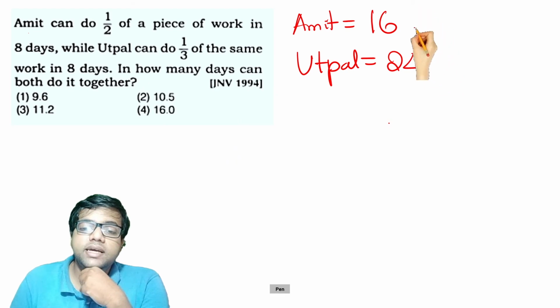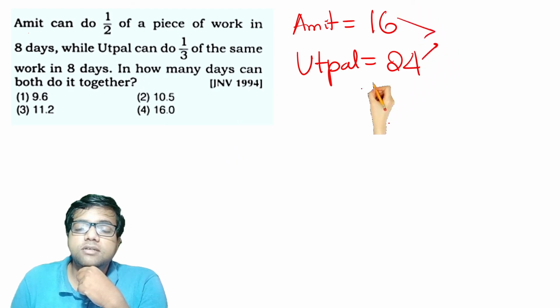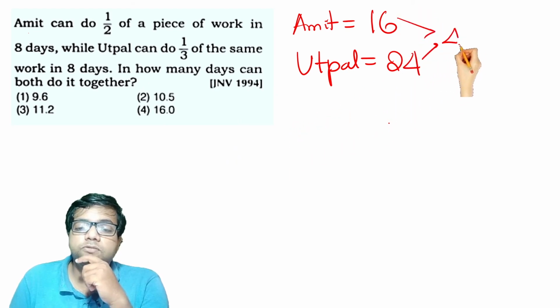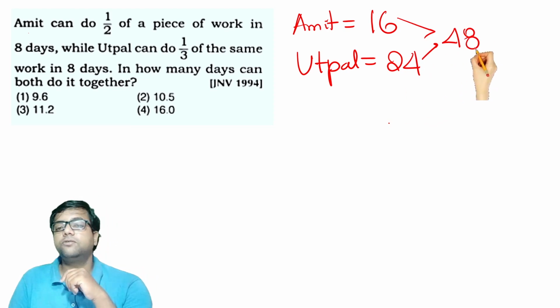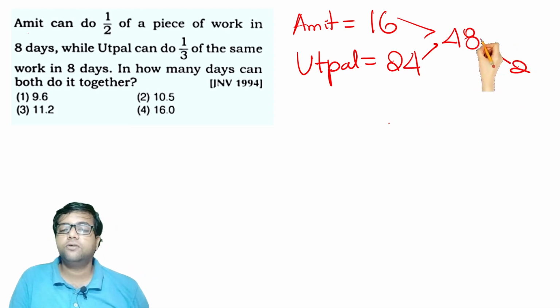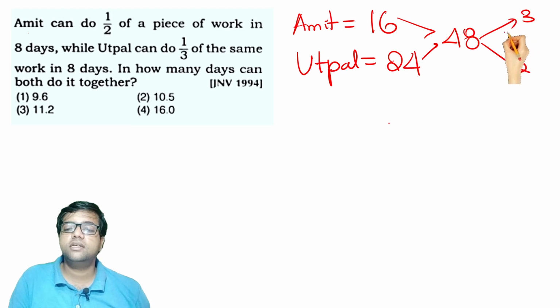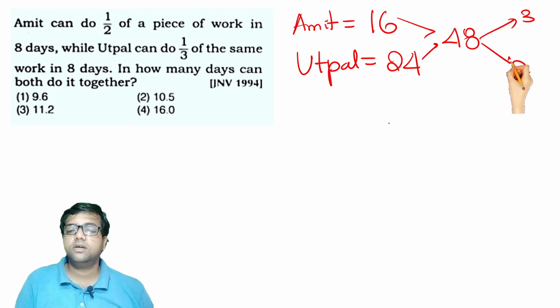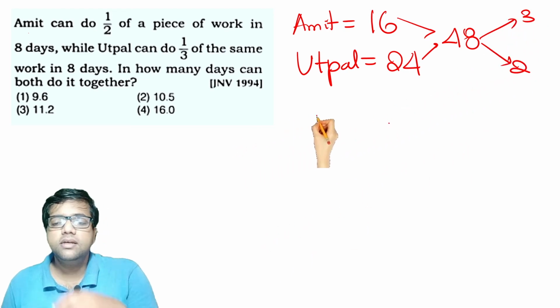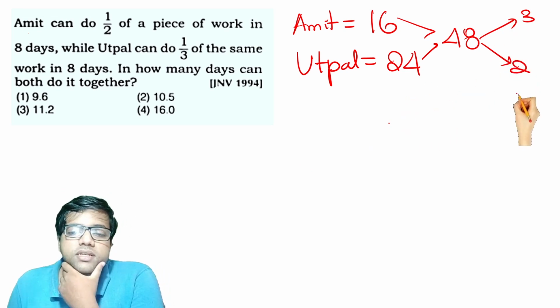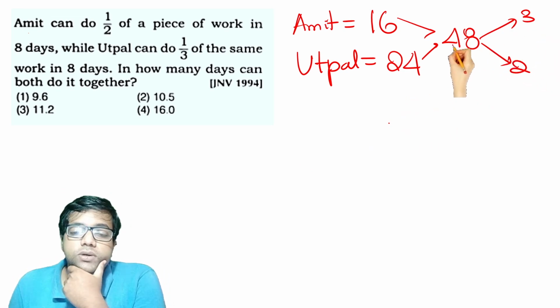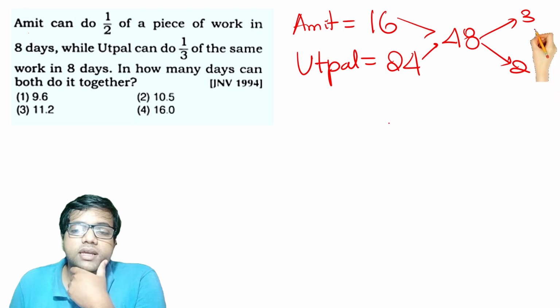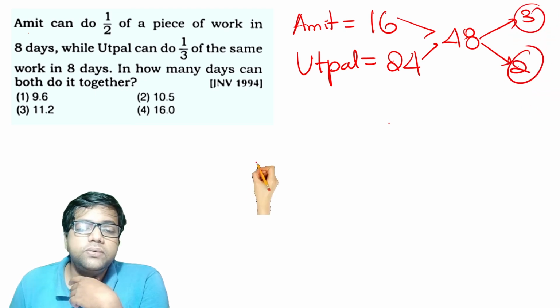We need to find the LCM of both these numbers. The LCM is 48. 24 twos are 48, 16 threes are 48. This is how we can find the LCM very quickly. So the LCM is 48, and their capacities per day are 3 and 2.